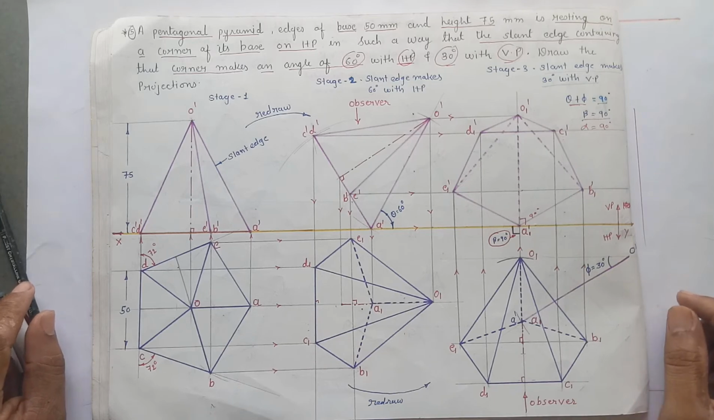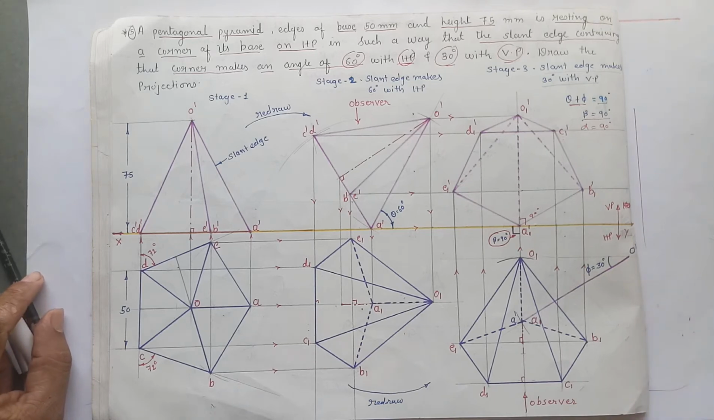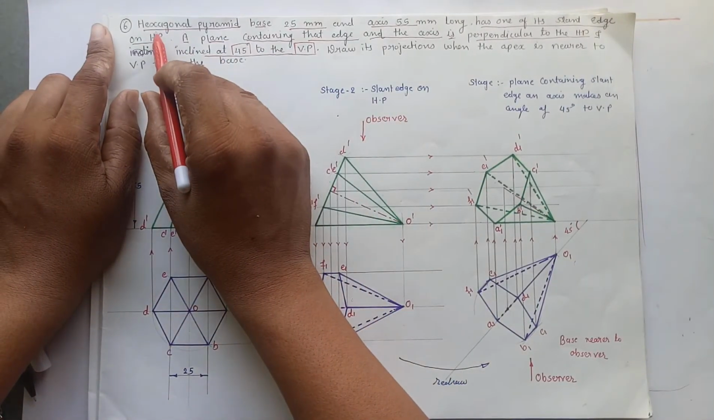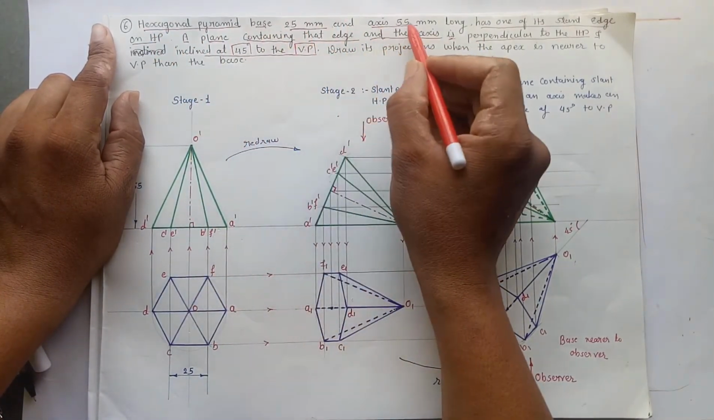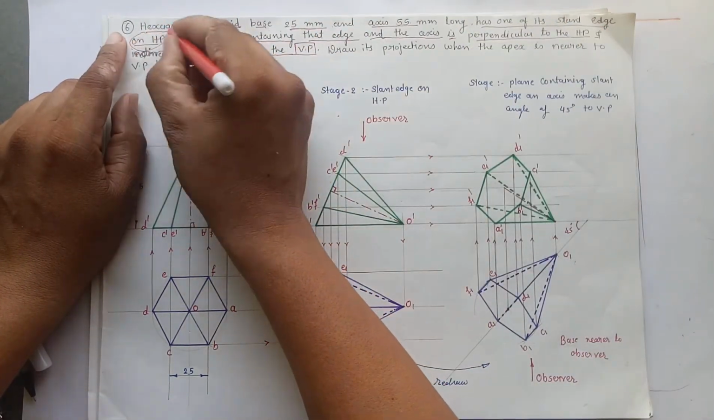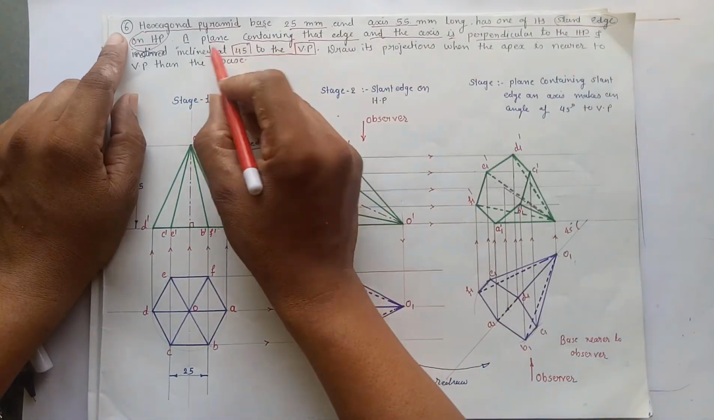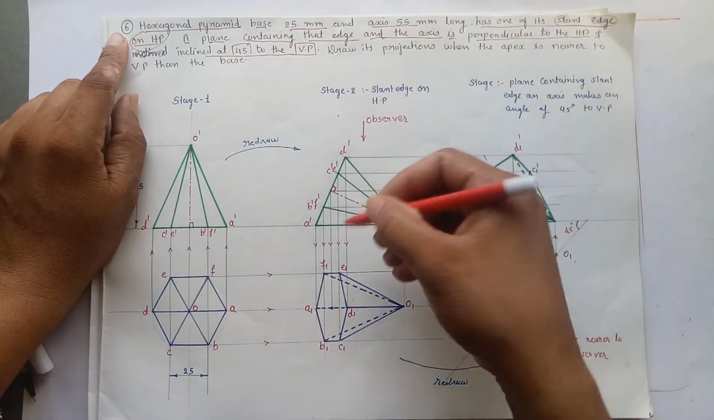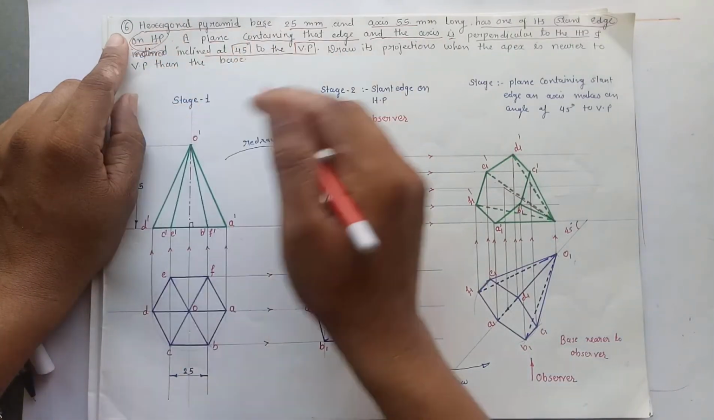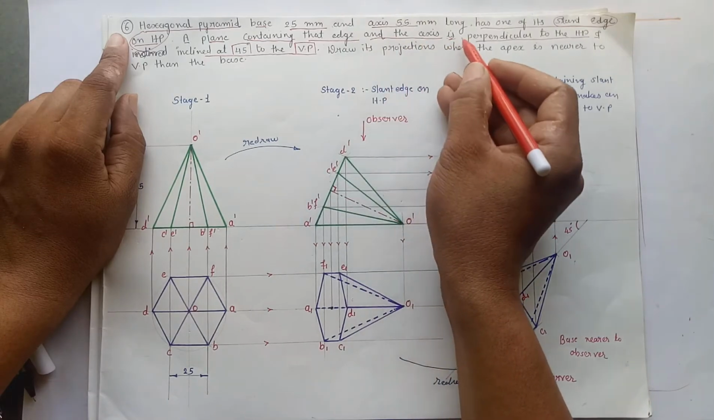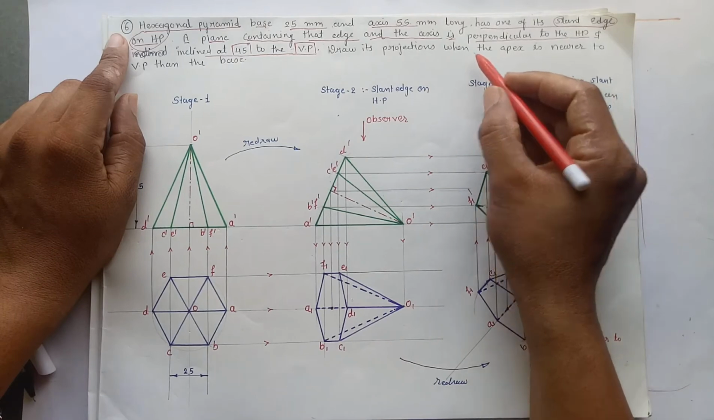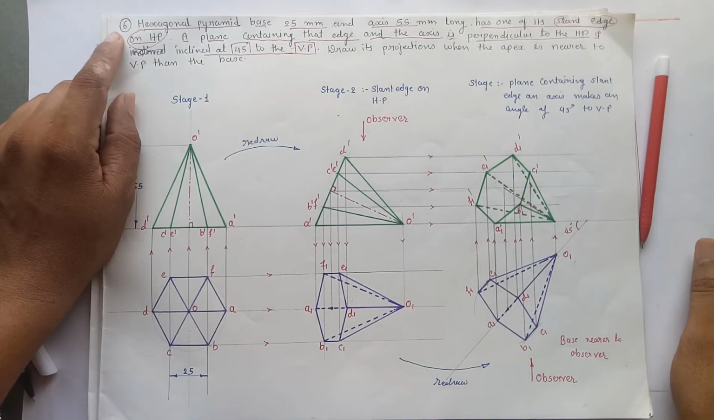Now let us do one another example. Hexagonal pyramid, base 25 mm and axis 55 mm long, has one of its slant edges on HP. A plane containing that slant edge, which is the slant edge that we have to take on HP, and the axis is perpendicular to HP and inclined at 45 degrees to VP. Draw the projection when the apex is nearer to VP than the base.